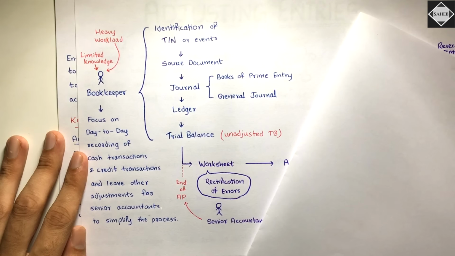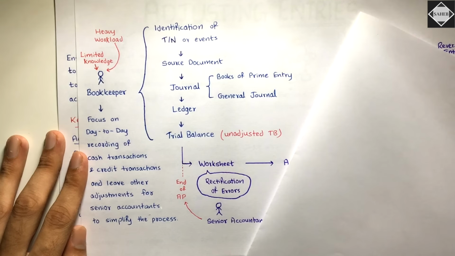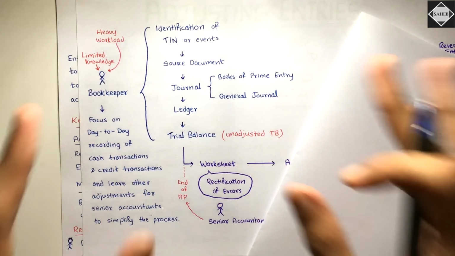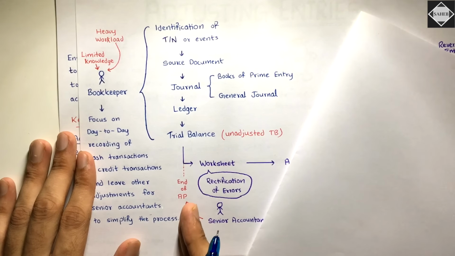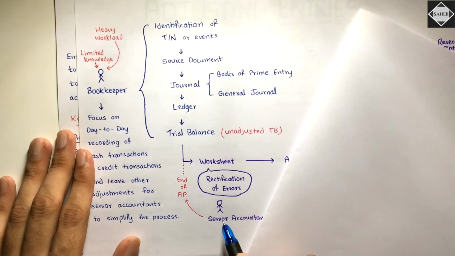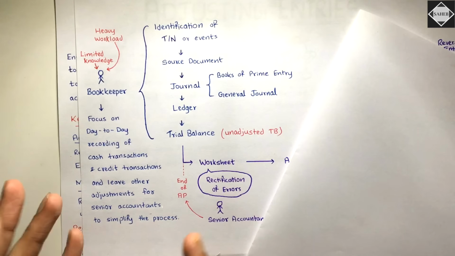Is that clear? Simple. So what will happen is, all that will be recorded in the entire year, regular transactions will be recorded. And then at the year end, the senior accountant will come. Of course, during the year also, they will be overseen.